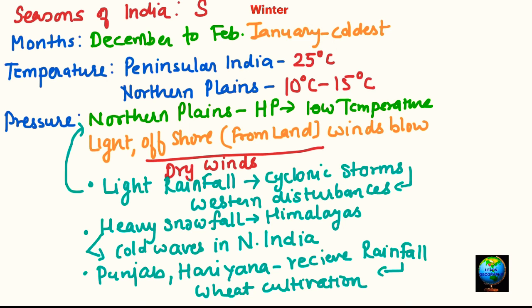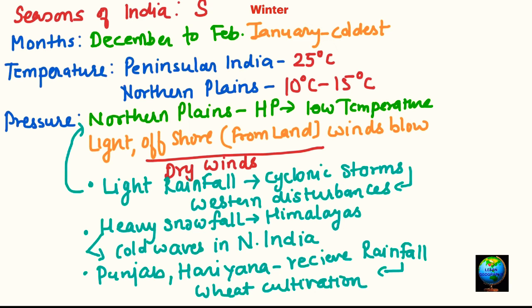The average temperature in peninsular India during winter is around 25 degrees Celsius, while in the northern plains it is between 10 degrees Celsius to 15 degrees Celsius. Pressure: the northern plains are the regions where high pressure is created due to low temperature, because of which light offshore winds blow. Offshore means the winds which originate from land. As they are originating from land, they are dry.